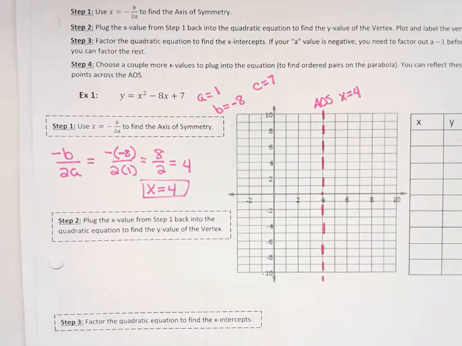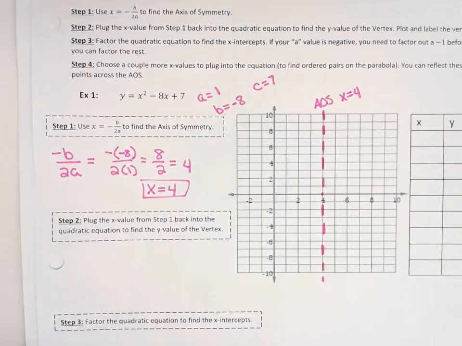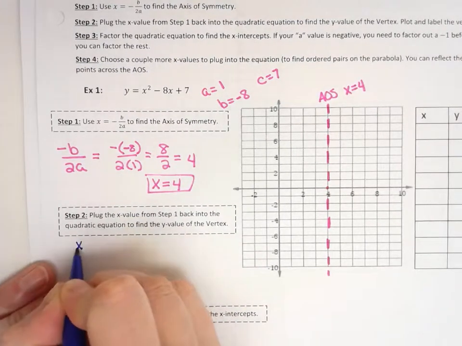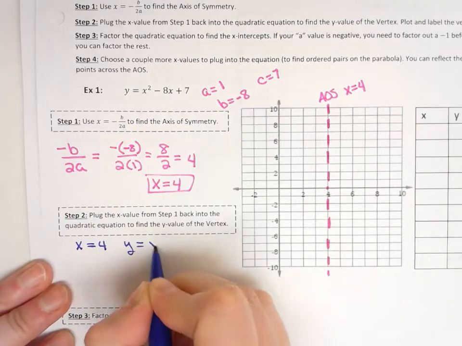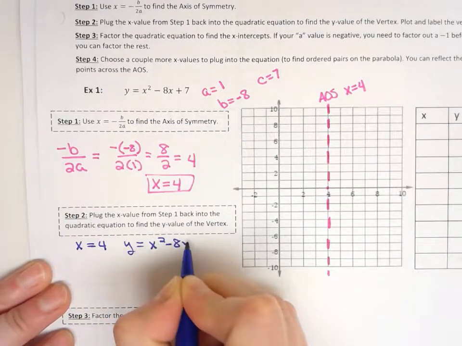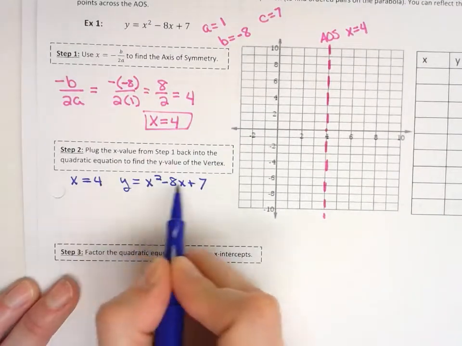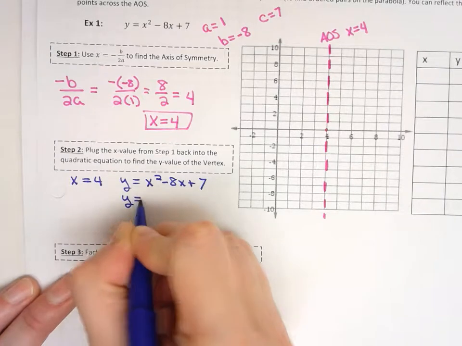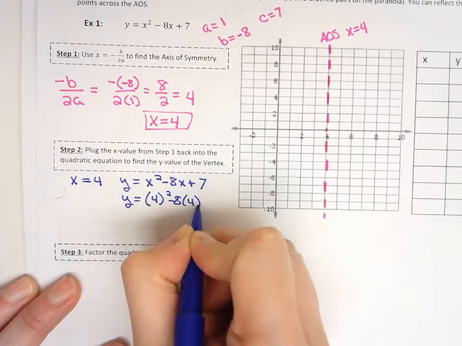Now, the vertex is on your axis of symmetry, which means that it has the same x value. So we're going to take that x value of equal to 4 and take the original problem, which was y is equal to x squared minus 8x plus 7. And all we've got to do is take that x value and plug it in to find our y value of the vertex. So 4 squared minus 8 times 4 plus 7.